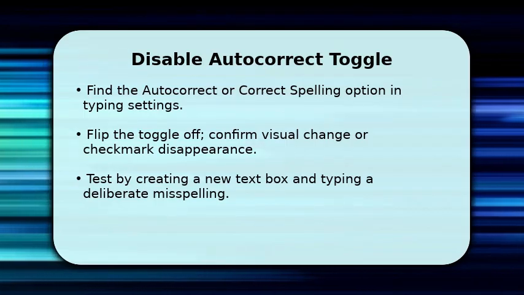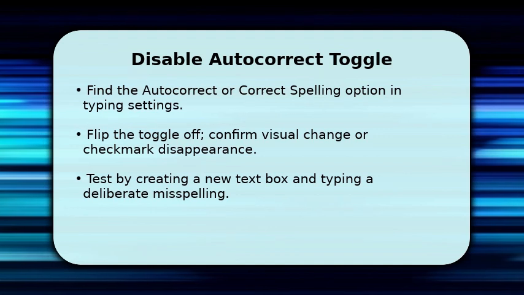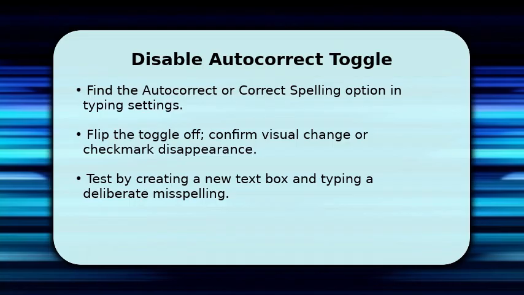After flipping it, create a quick text box and type an intentional misspelling to confirm Goodnotes no longer changes words. If it still corrects, proceed to the next troubleshooting step. Finish by closing settings and restarting Goodnotes so the change applies consistently.